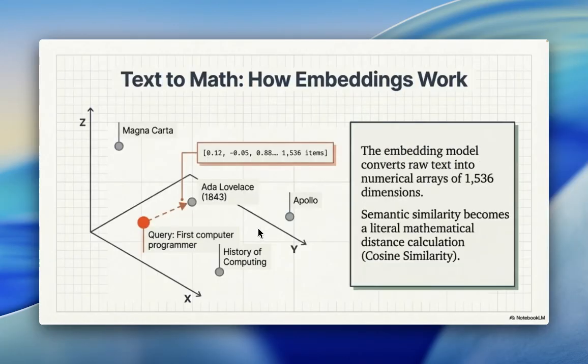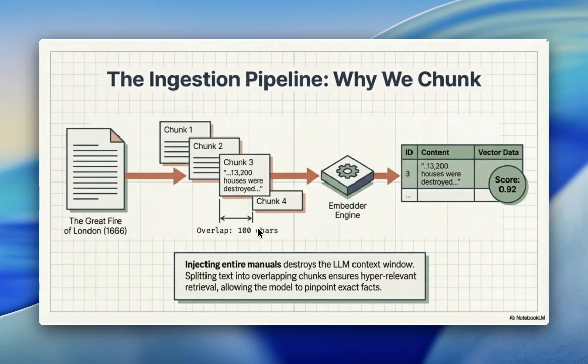Text to math: how embedding works. You have the Magna Carta, then Ada Lovelace, and a query, first computer programming, history of computer, with vector values like 0.12, minus 0.05, 0.88. The embedding model converts raw text into numerical arrays of 1536 dimensions. Semantic similarity becomes a literal mathematical distance calculation, cosine similarity.